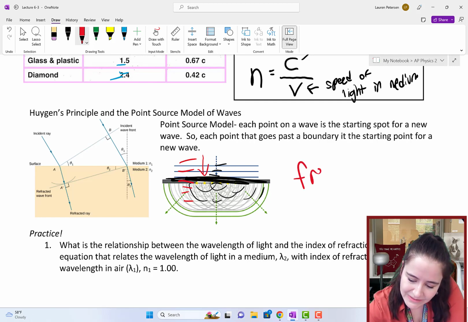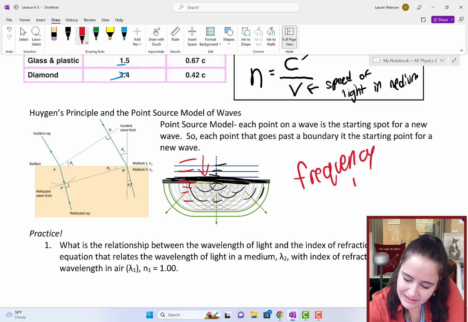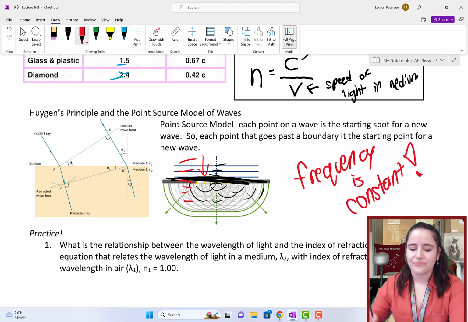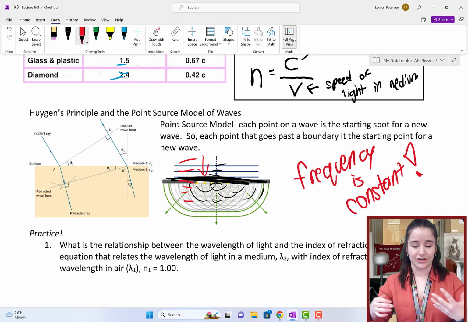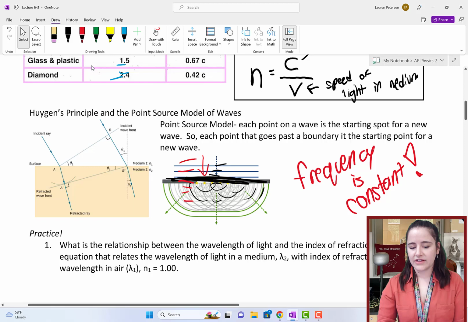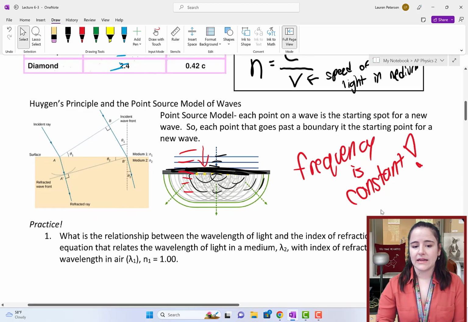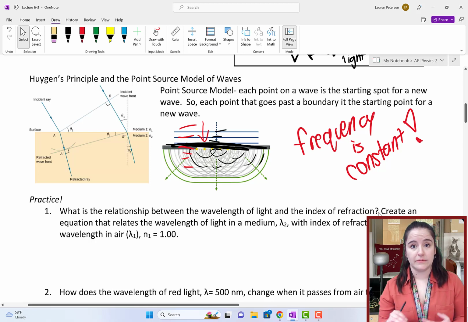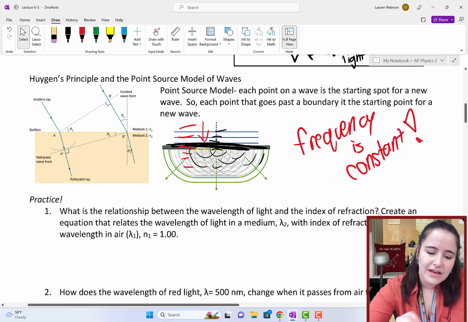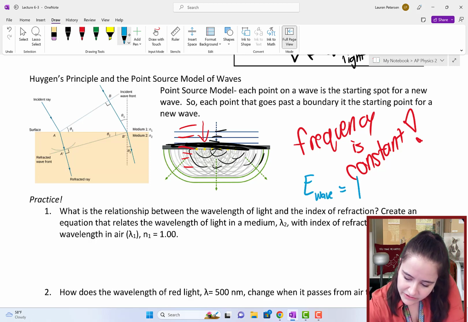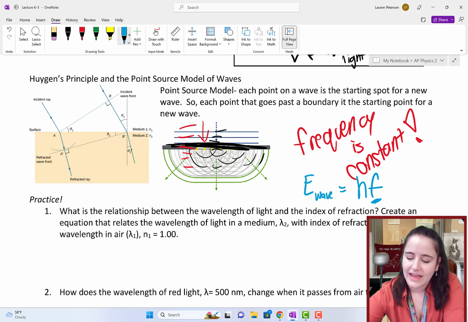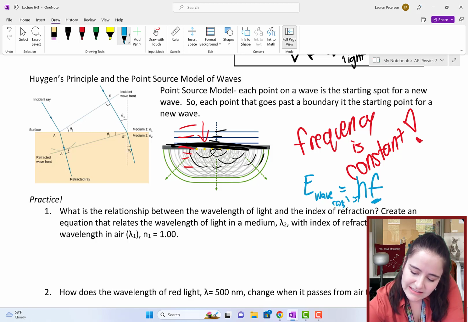Frequency is constant. Now, that is a consequence of conservation of energy. You can think of it conceptually using this whole wavefront model, but if you're talking about it in terms of conservation of energy, the energy of a wave is given by E = hf, where h is just a constant.